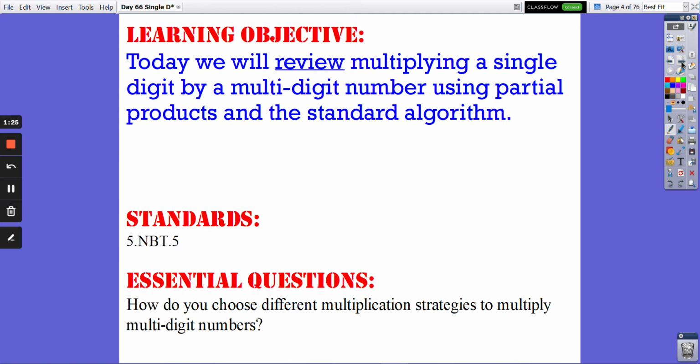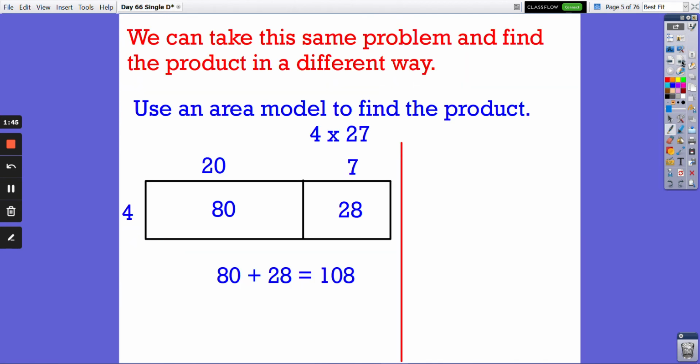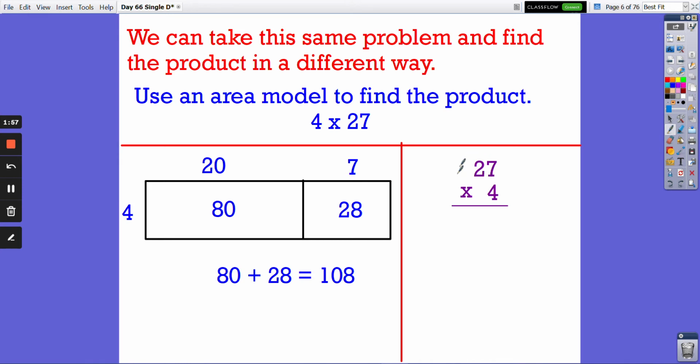Today we will review multiplying a single digit by a multi-digit number using partial products and the standard algorithm. Okay, partial products are super similar to what we did with the area model. It just looks different, but the math that you're doing, the numbers that you use are all the same. So let's take that problem that we did earlier, 4 times 27, and just show it in a different way. On this side, I'm going to show you partial products.